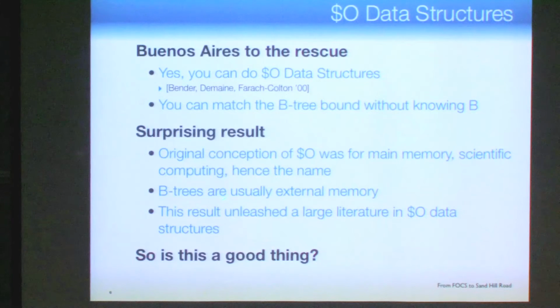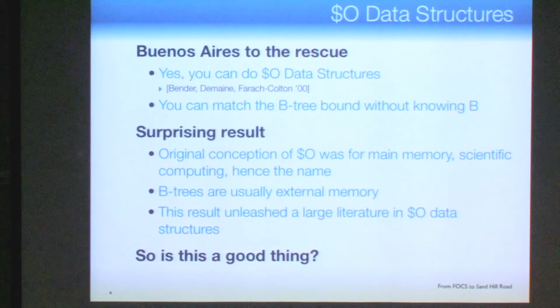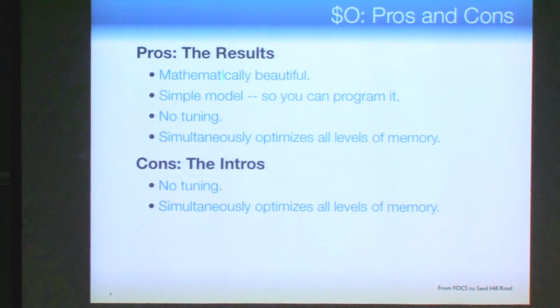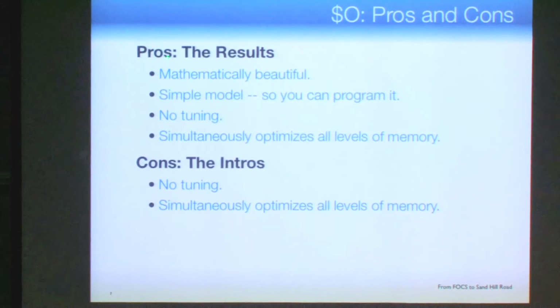So here we are. We're out to external memory. It's not the cache. It's main memory versus external memory that matters. And then there's been a huge literature of cache oblivious data structures. So is it a good thing that there is this big literature of cache oblivious data structures? What are the pros and cons of cache obliviousness?